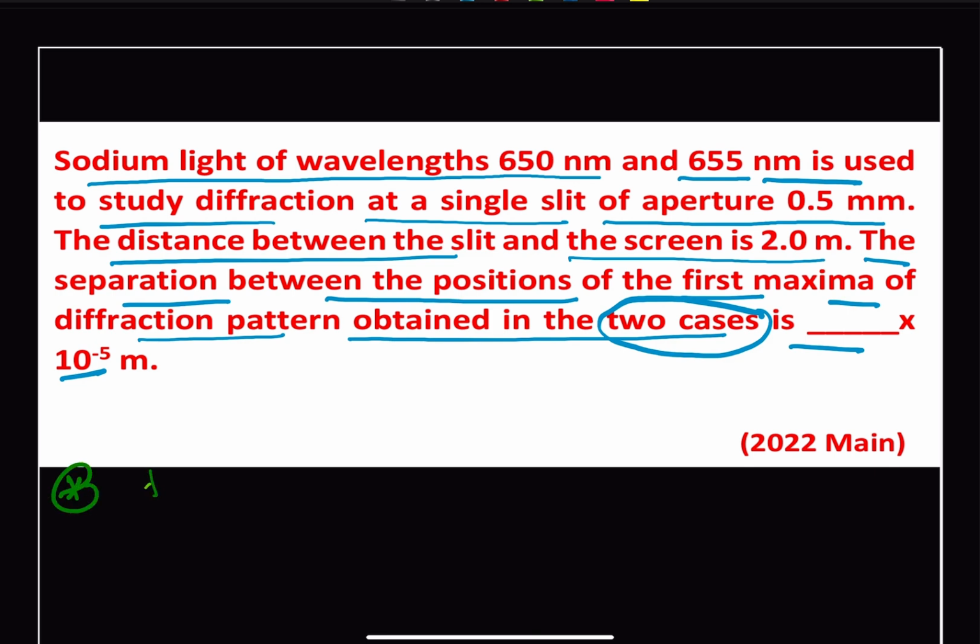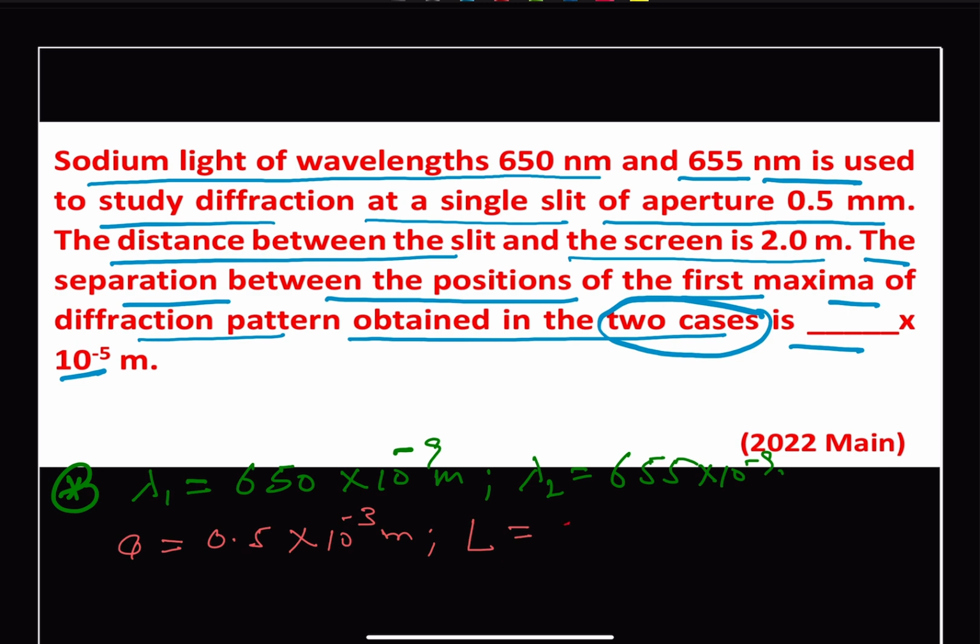First of all, the first wavelength lambda 1 is 650 nanometer, that is 650 times 10 raised to power minus 9 meters, and we have the second wavelength, that is 655 nanometer. The slit width, a, is given as 0.5 millimeter, and that can be 10 raised to power minus 3 meters. The distance to the screen, let us suppose capital L, is 2 meters.